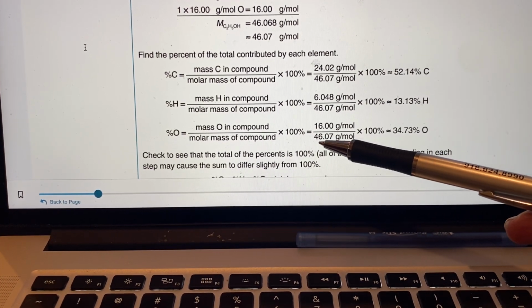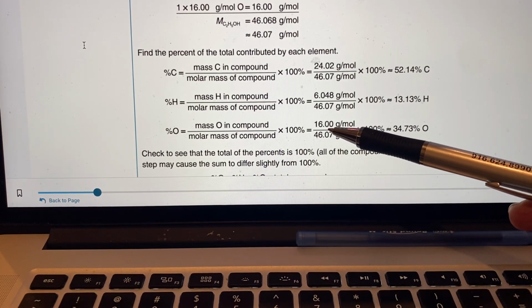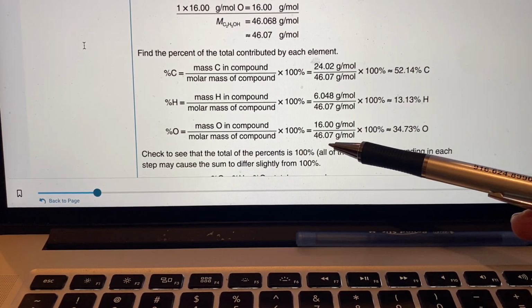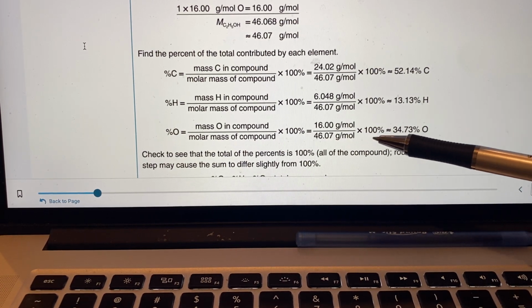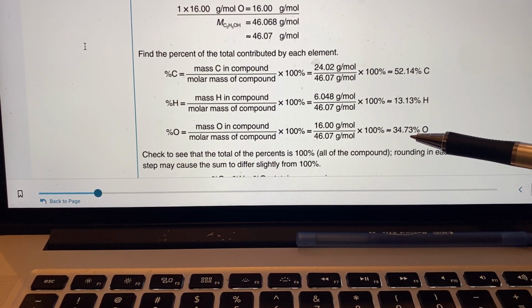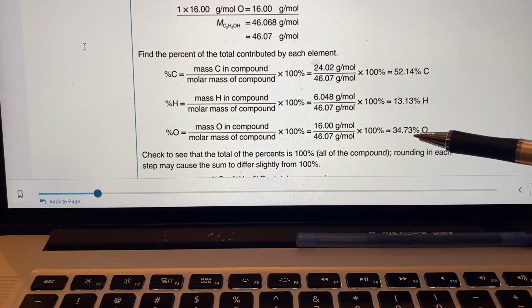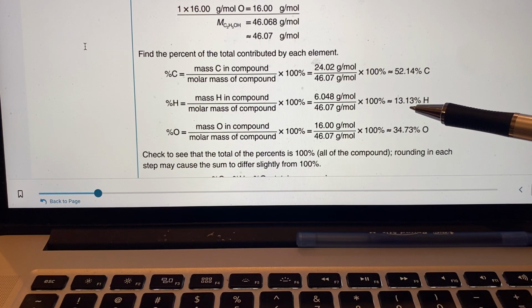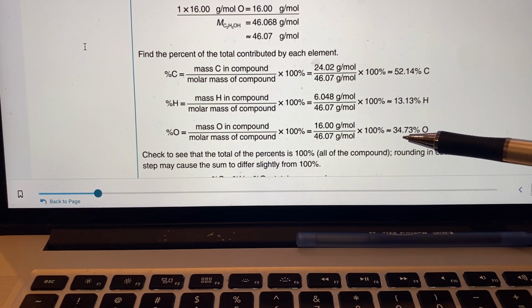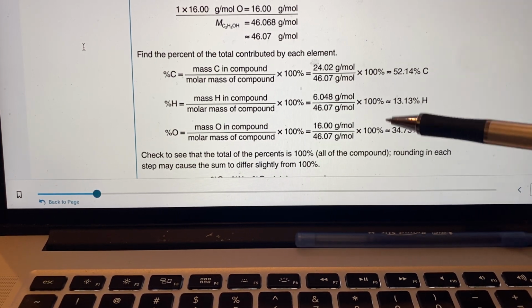And so now we do the same thing for oxygen. We only have 16 of oxygen. Divide that by 46.07 times 100, we get 34.73%. So we have 52.14, 13.13%, and 34.73. And does this add up to 100?